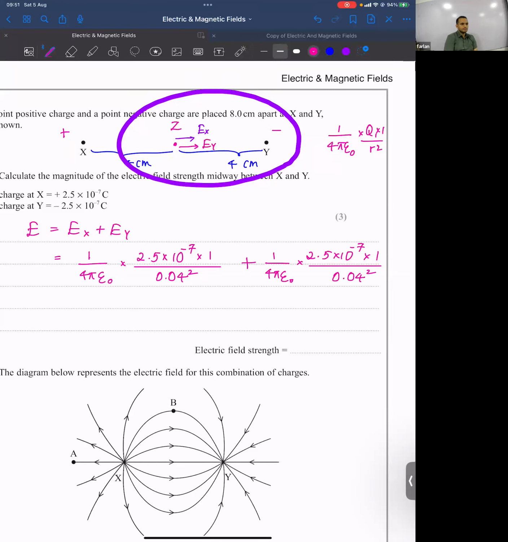Is that okay? This will give you the total electric field strength at the point Z. Any questions? Understood. The Q is 2.5 into 10 to the power minus 7.